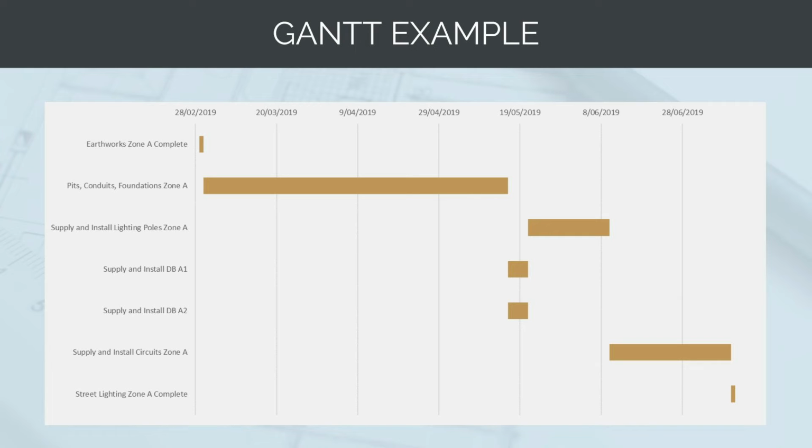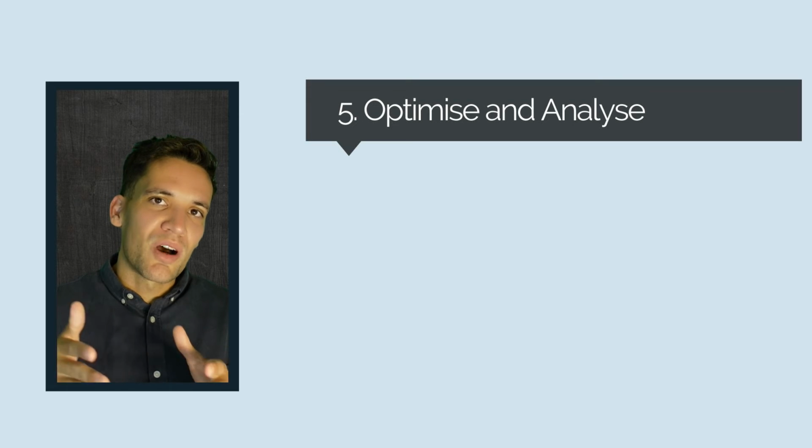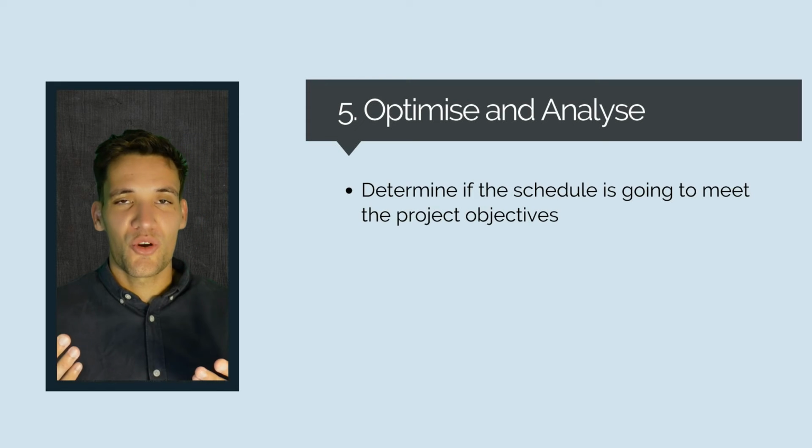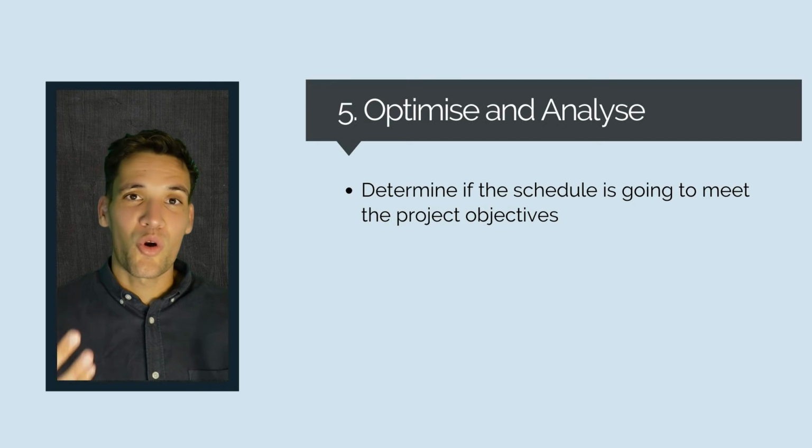You can see the pits, conduits, and foundations take the longest period of time, and then the subsequent activities after that. And then we've got a finish date for our street lighting in Zone A. Once we've created our first cut of the schedule, we then need to optimize and analyze it. We need to determine if the schedule we've created is right for the project.